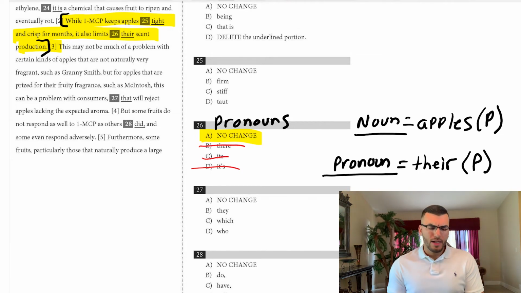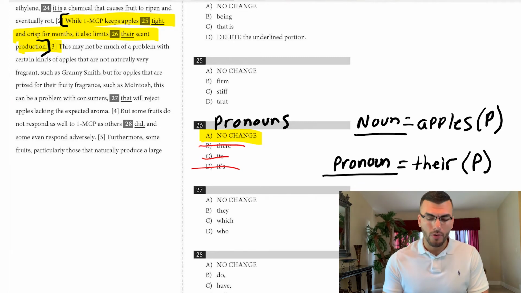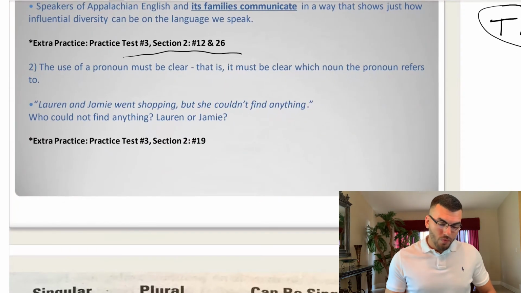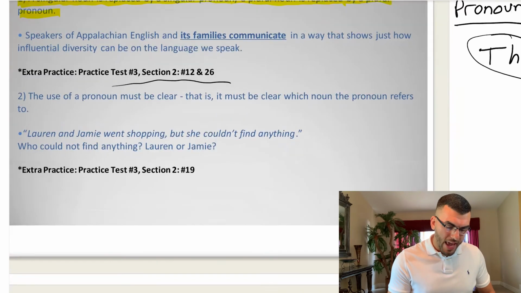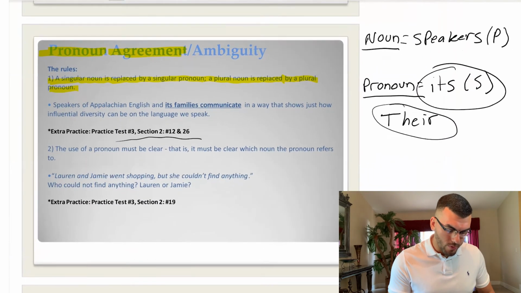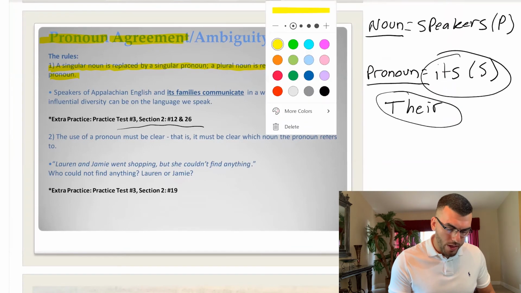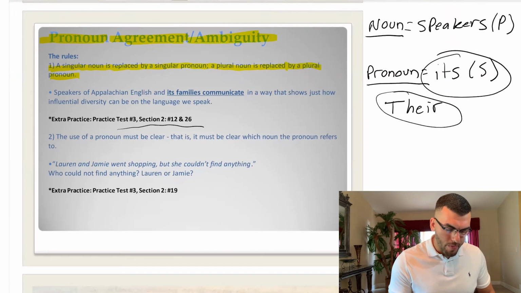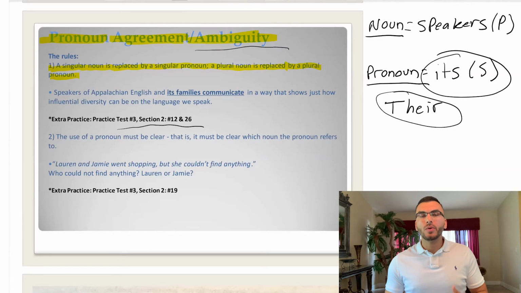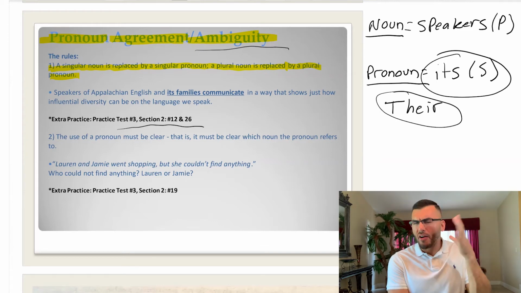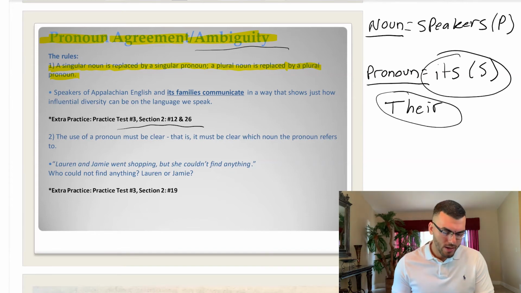So that's pronoun agreement. Let's look at the last example dealing with pronouns. The last one is pronoun ambiguity. Sorry for all the zooming in, zooming out. Pronoun ambiguity. What the heck does ambiguity mean? If something's ambiguous, it's not clear to determine. It's not clearly stated. It's not clear to figure out. It's a lot of gray area. It's kind of confusing. It's shady a little bit. Ambiguous.